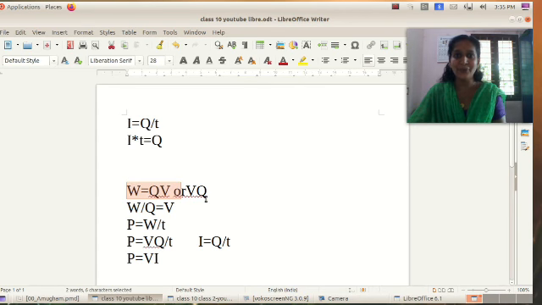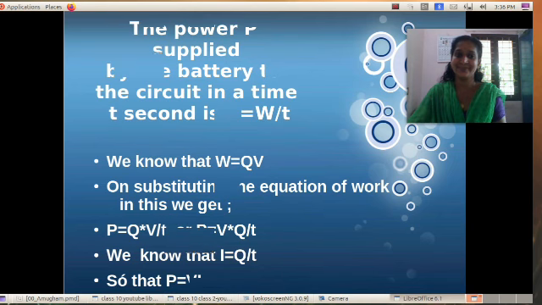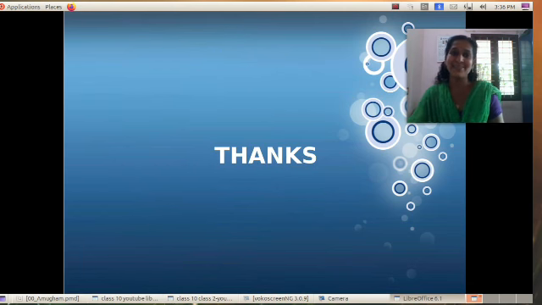W is equal to QV or VQ, isn't it? P is equal to W by T. Instead of W, we can substitute QV or VQ in our equation. Then power P is equal to VQ by T. We know that I is equal to Q by T. Instead of Q by T, we can substitute I here. Then our equation becomes P is equal to VI. Okay, students? Let us finish today. Thank you.